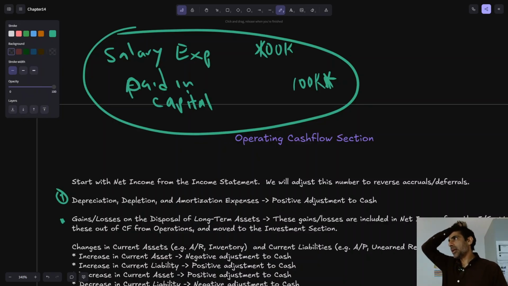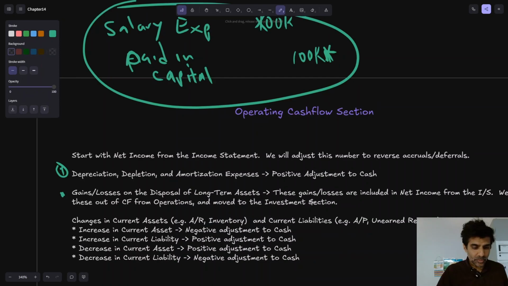I'll show you guys a real section of this, but that's probably the second adjustment you'll see: adding back stock-based compensation expense. But in the book, they don't have it. In your homeworks and stuff, stock-based compensation is not really covered in this class. So it's not in the book, but I'm just telling you that in the real world, when we see it, that's usually the second one.